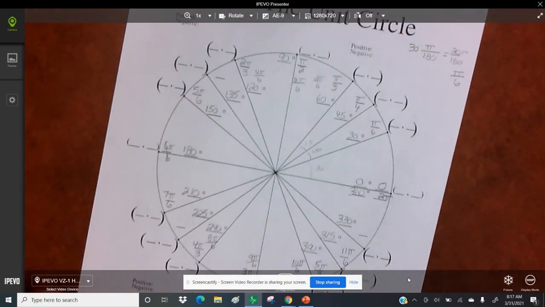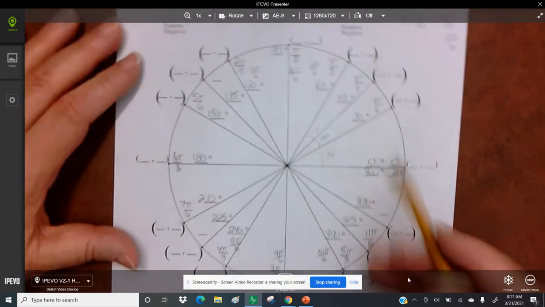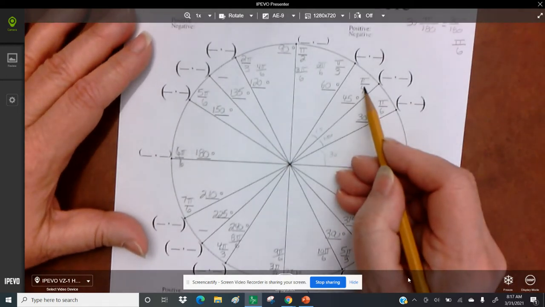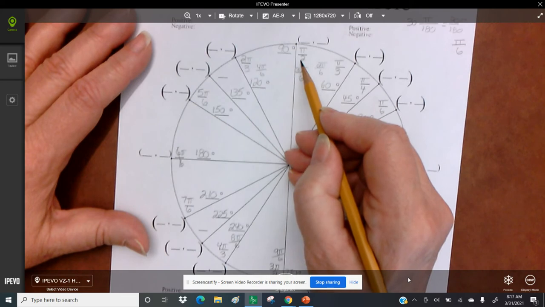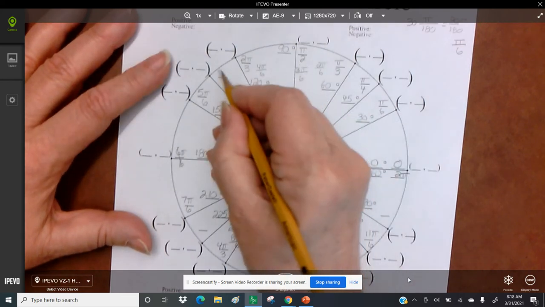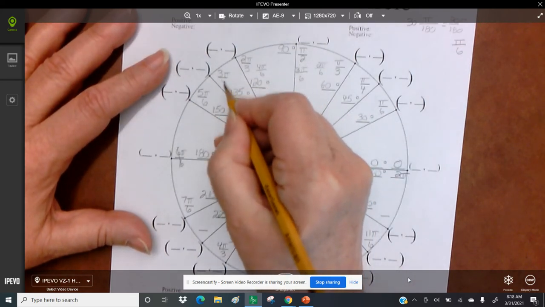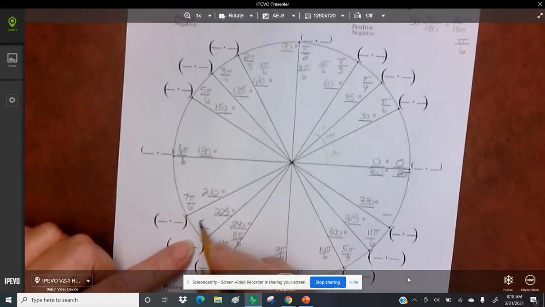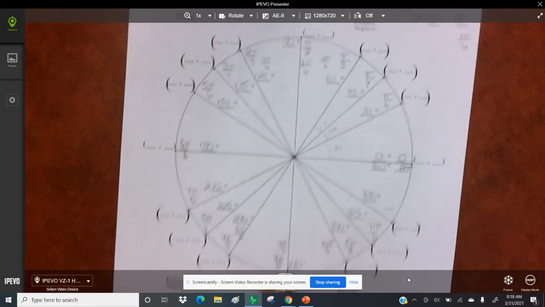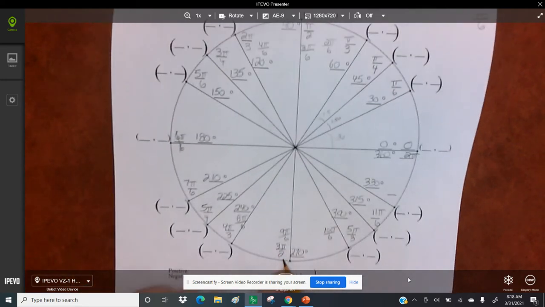Now let's go through and do all the same things with all the 45 degrees. So this is 1 pi over 4. This will be 2 pi over 4, which is the same thing as pi over 2. So this here would be 3 pi over 4. This is 4 pi over 4, which is pi. So that would make this one 5 pi over 4. Makes this one 6 pi over 4, which is the same thing as 3 pi over 2.